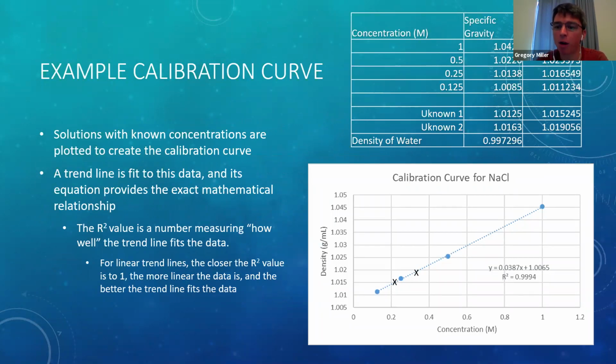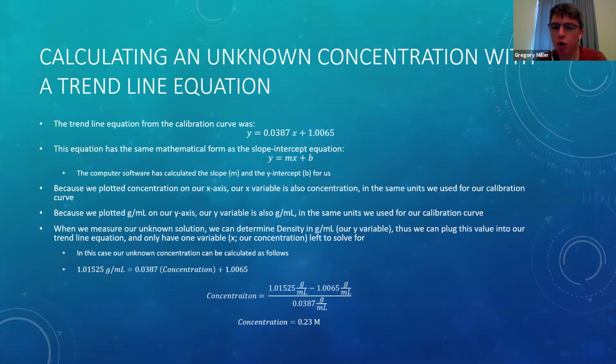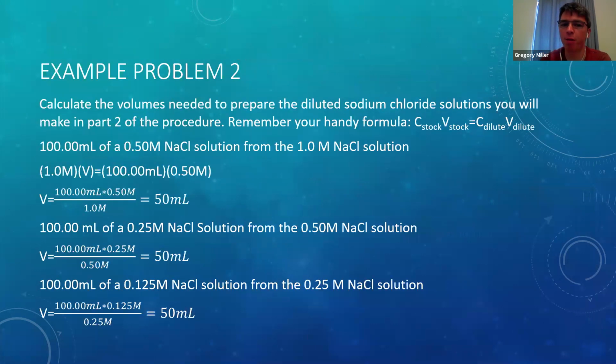Again, there are slides that walk you through how to do this in Excel. If you run into issues, reach out to me. To make your calibration curve that will give you your trend line equation, make sure you show the R-squared value as well, and then you'll be able to use your trend line equation to calculate the concentration of your unknowns.